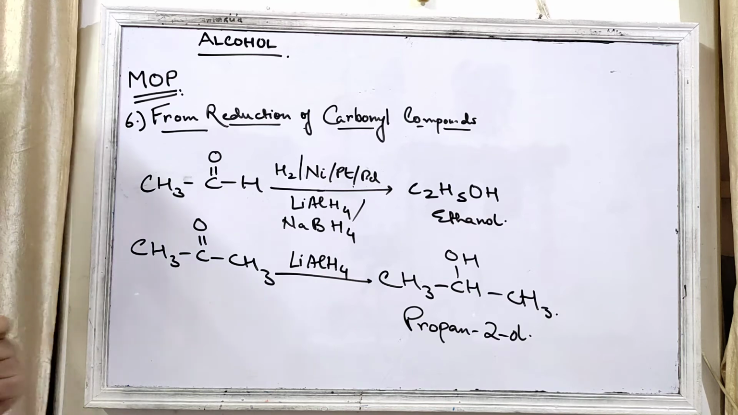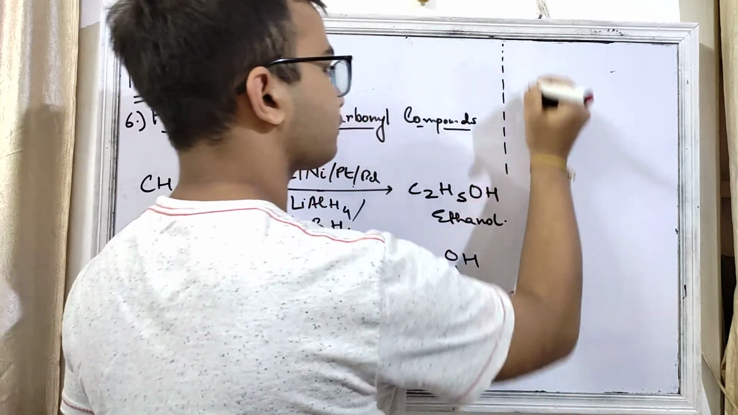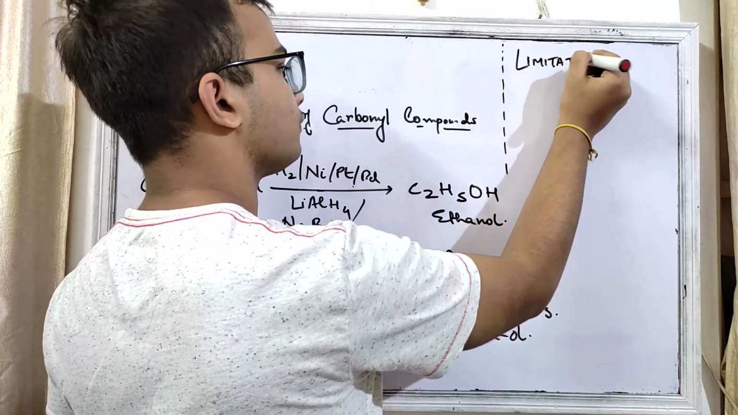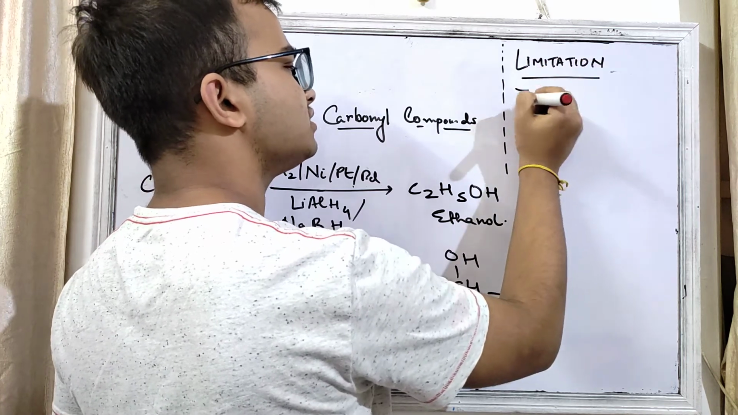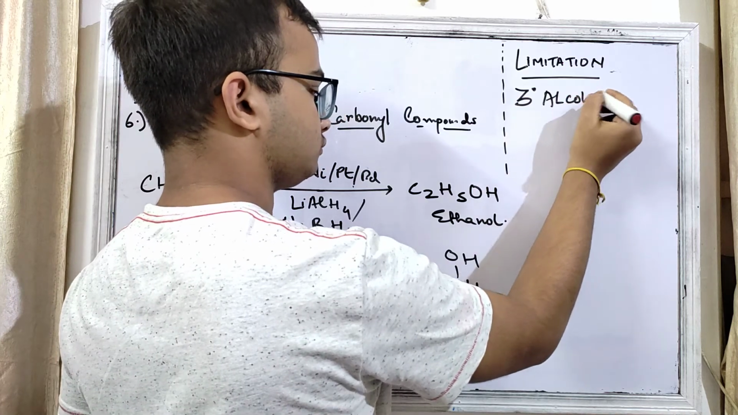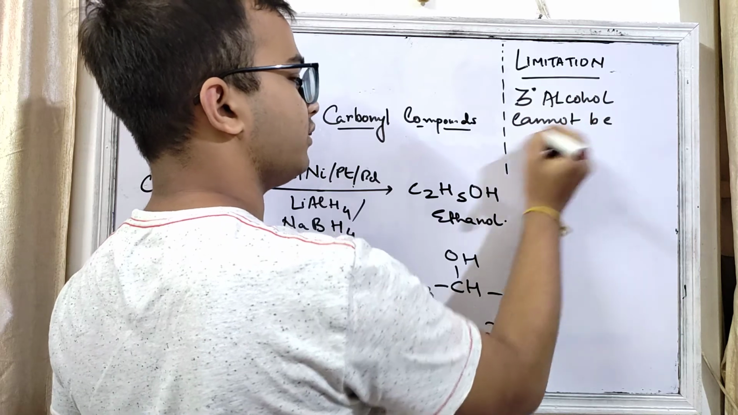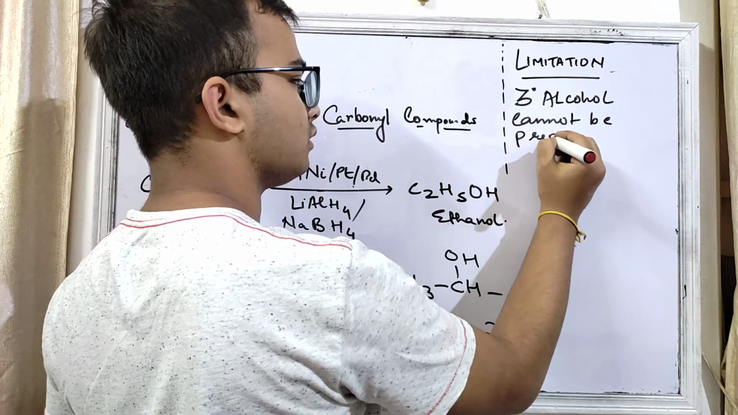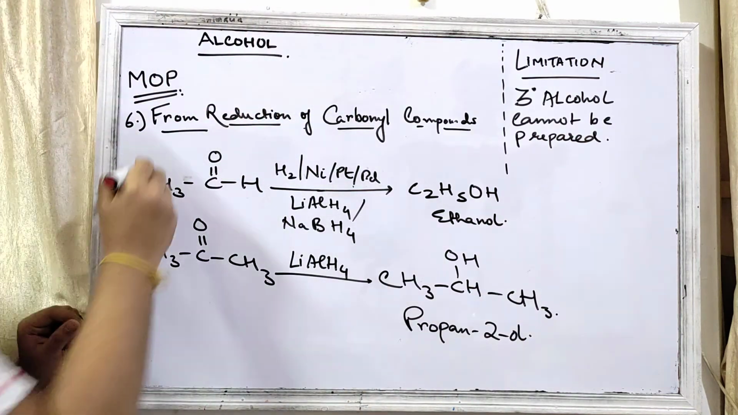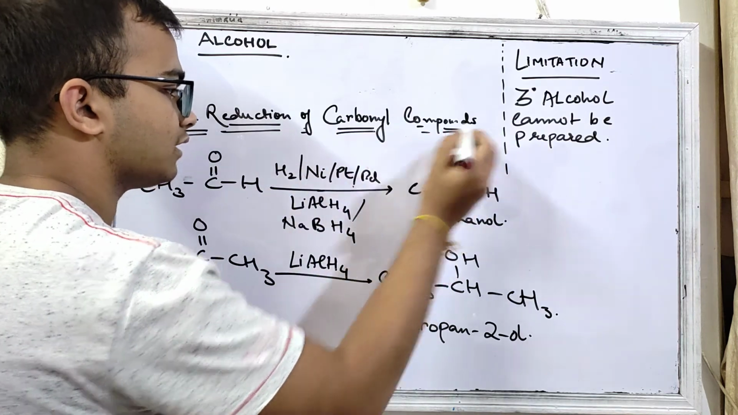Right? Now there is a limitation of this process. I am writing it over here. Give the heading limitation. The limitation is quite simple. 3 degree alcohol cannot be prepared. Clear? So this was about the preparation of alcohol from the reduction of carbonyl compounds.